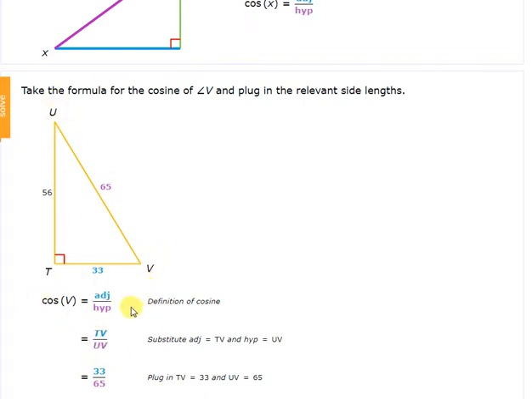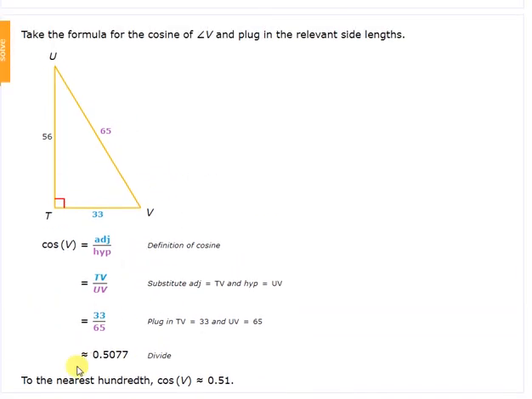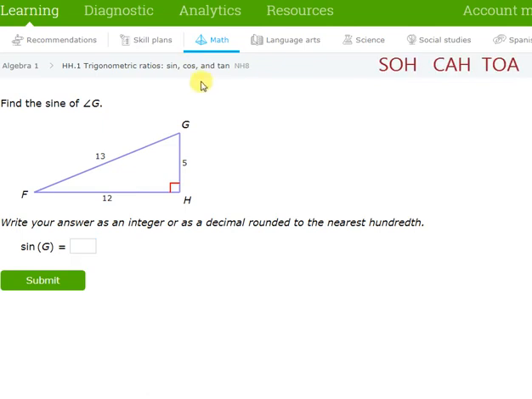After writing the ratio, you write these names here, and then you take the values and simplify using a calculator. TV equals 33, you have put in the value, and UV equals 65, and you have also put in its value. Now you can divide the two, and the answer is 0.5077.